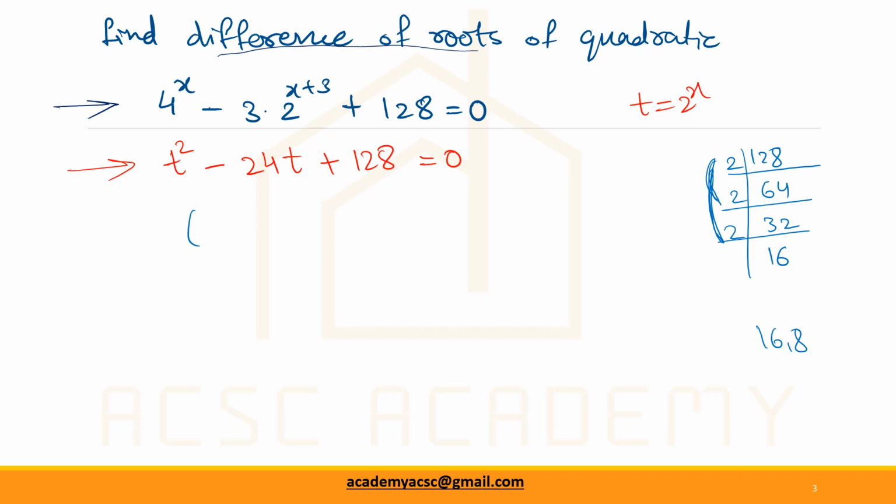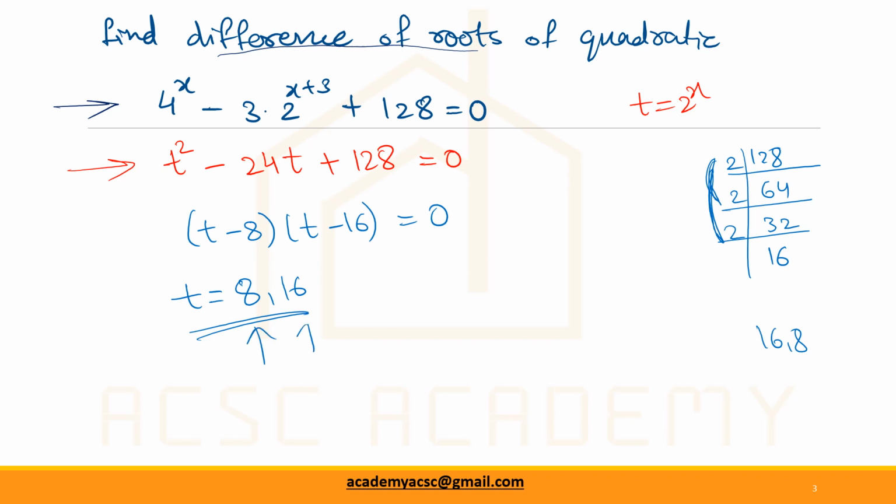So this will be factorized as t minus 8, t minus 16 equal to 0, which means the values of t which will satisfy this equation would be 8 and 16. Those are the two roots that we have got. So now what is the difference of the roots? There are these two roots, 8 and 16. So we can simply take the difference, 16 minus 8 equals 8.